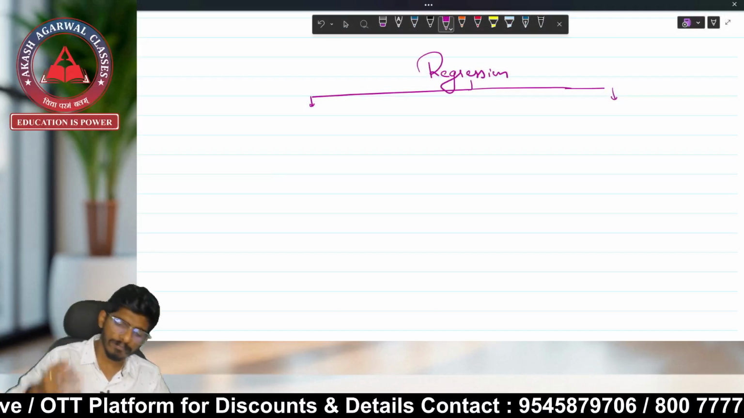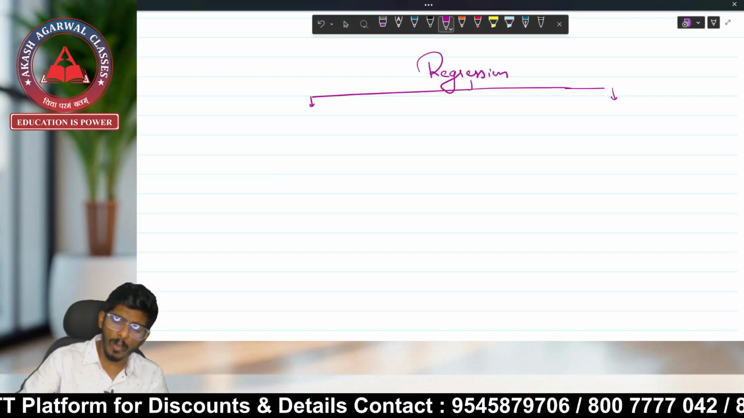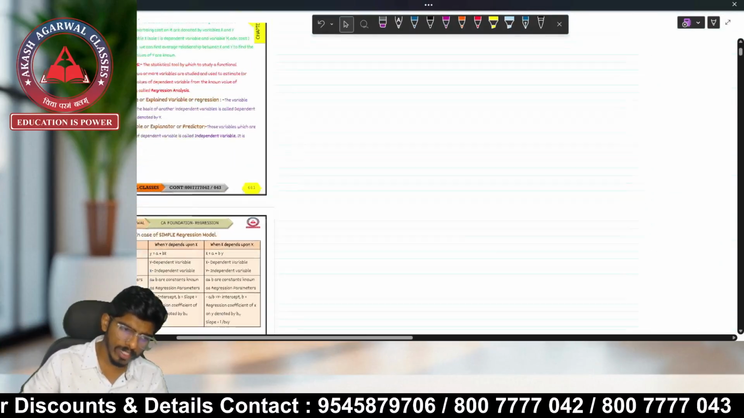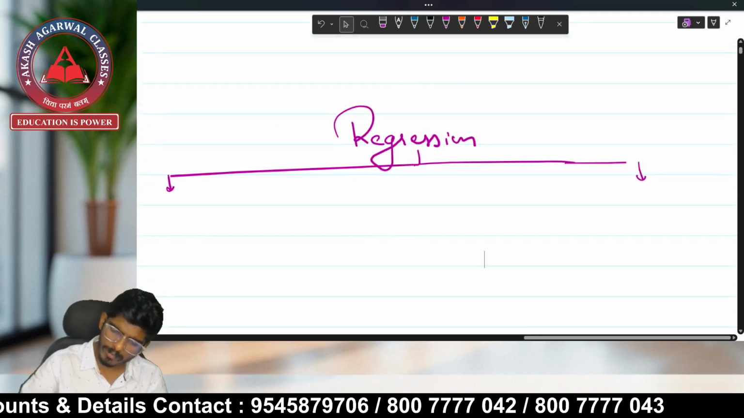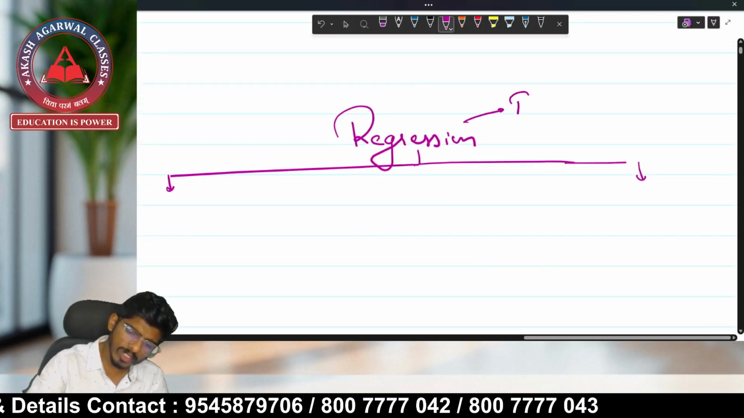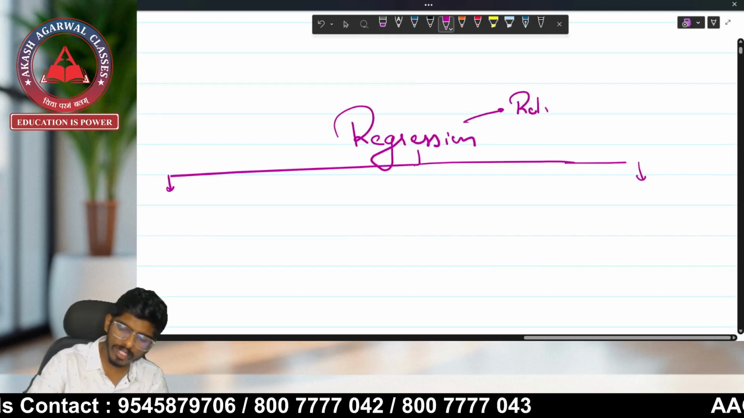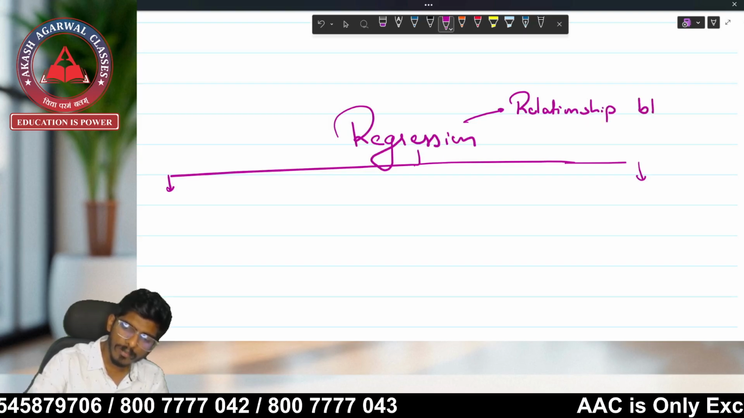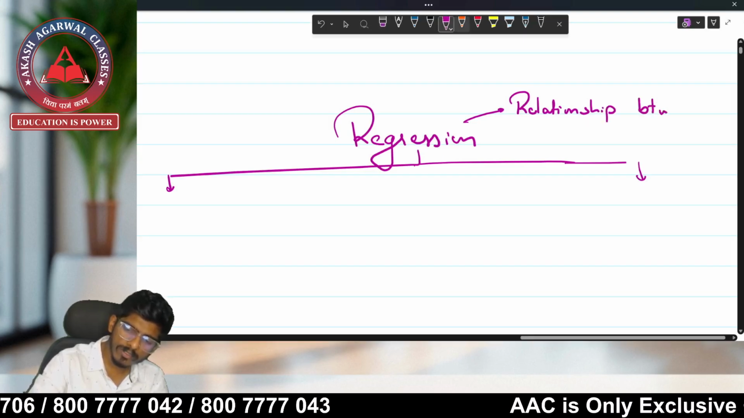Now let's start with the chapter regression. What do you mean by regression? Regression is going to be the relationship between the variables. In regression, we are going to study the relationship between the variables.